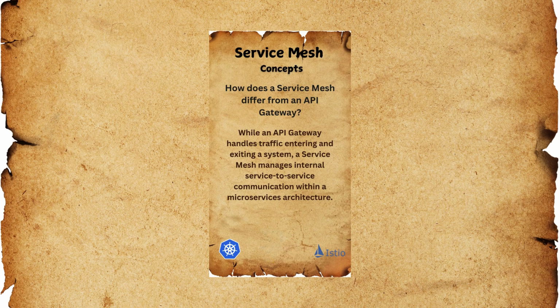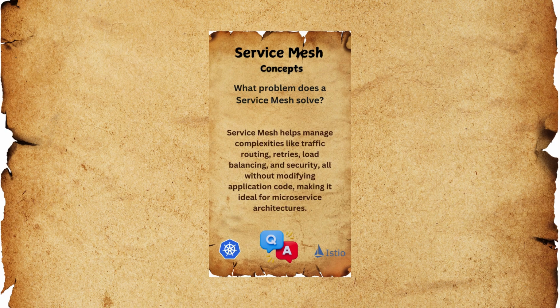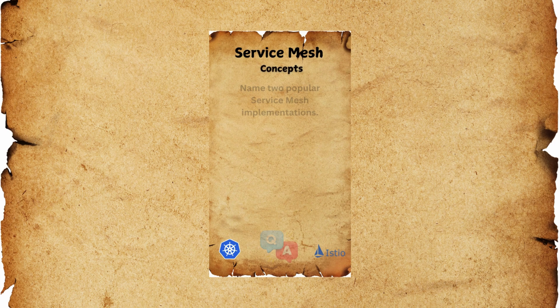While an API gateway handles traffic entering and exiting a system, a service mesh manages internal service-to-service communication within a microservices architecture. What problem does a service mesh solve? Service mesh helps manage complexities like traffic routing, retries, load balancing, and security, all without modifying application code, making it ideal for microservice architectures. Name two popular service mesh implementations.